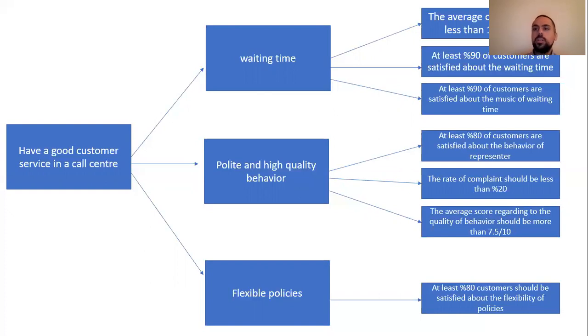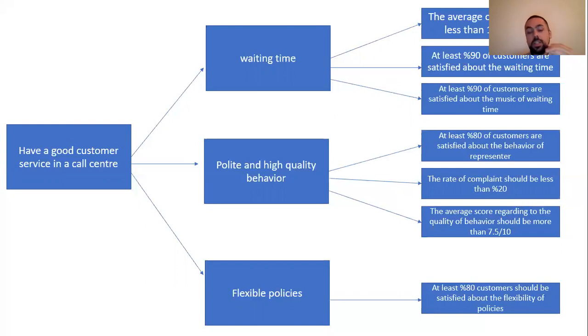If 90% of our customers are satisfied about waiting time. If 90% of our customers are satisfied about the music of the waiting time, it means that when they should wait, listen to the music, what they listen to makes them satisfied. About polite and high quality behavior, if 80% of the customers are satisfied about the behavior of the agent, and the rate of complaints is less than 20%, and also the average behavior score should be 7.5 or 8 out of 10. If we achieve this, it means that we have an acceptable second driver, which is related to polite and high quality behavior.